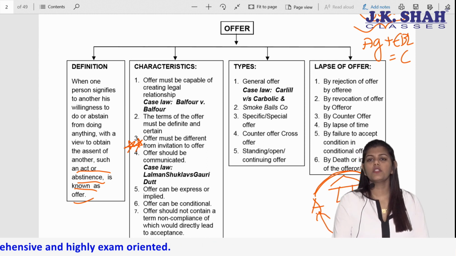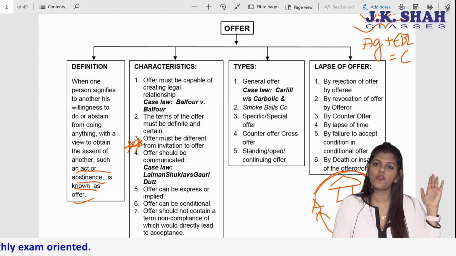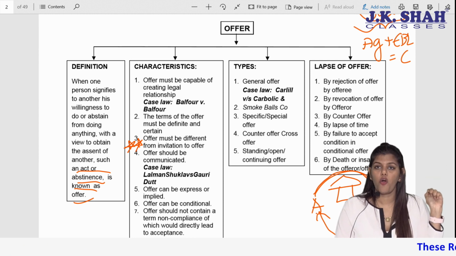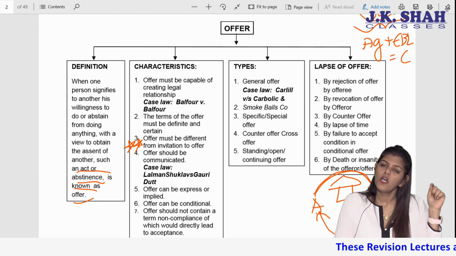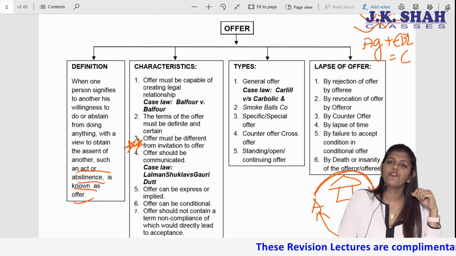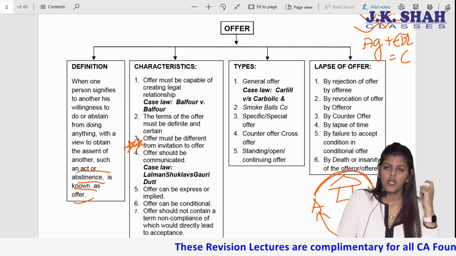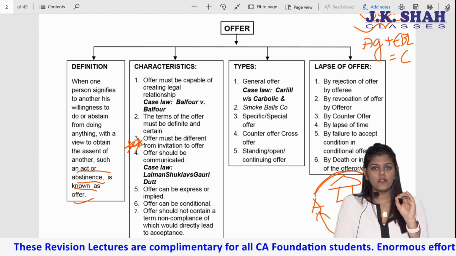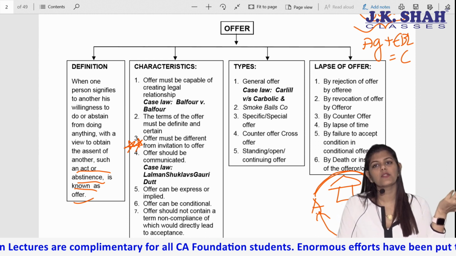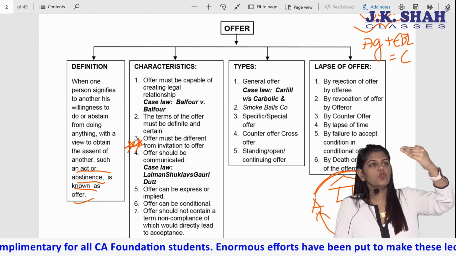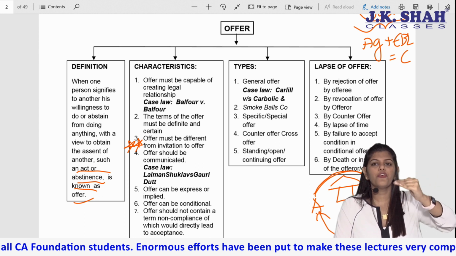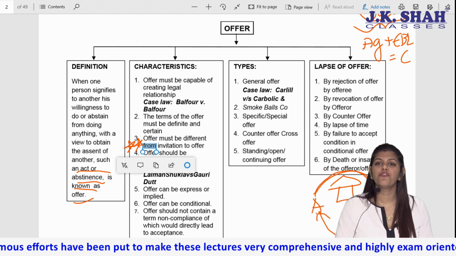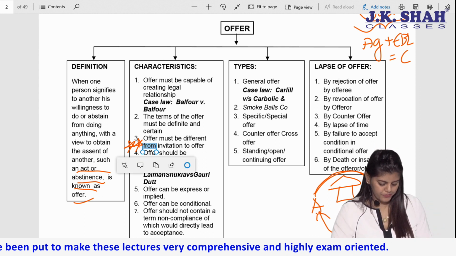You want admission in some XYZ college, you buy the prospectus of that college. That does not make you a student of that college. You fill up the application form and now your name comes in the list. So by issuing the prospectus, they have first given you an invitation to offer. And by applying to the college, you have given an offer. And once the name appears in the list, your offer has been accepted. So invitation to offer leads to offer and offer leads to acceptance. So that's why your offer should be different from invitation to offer.